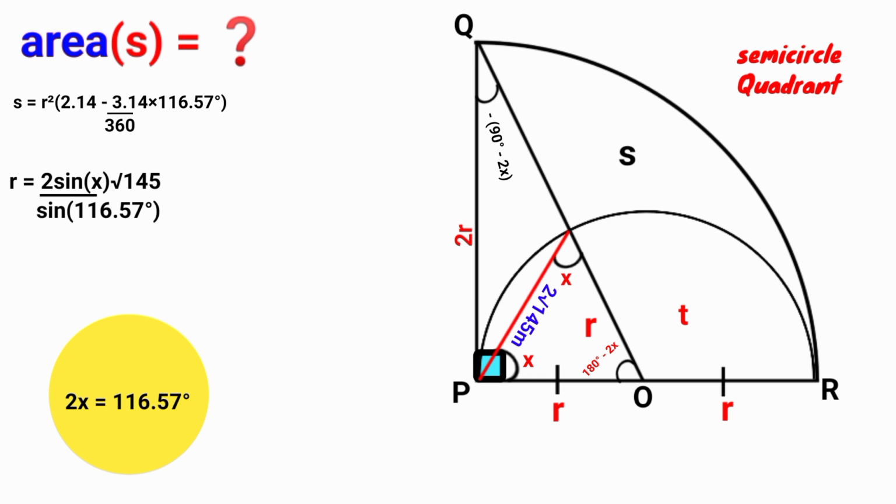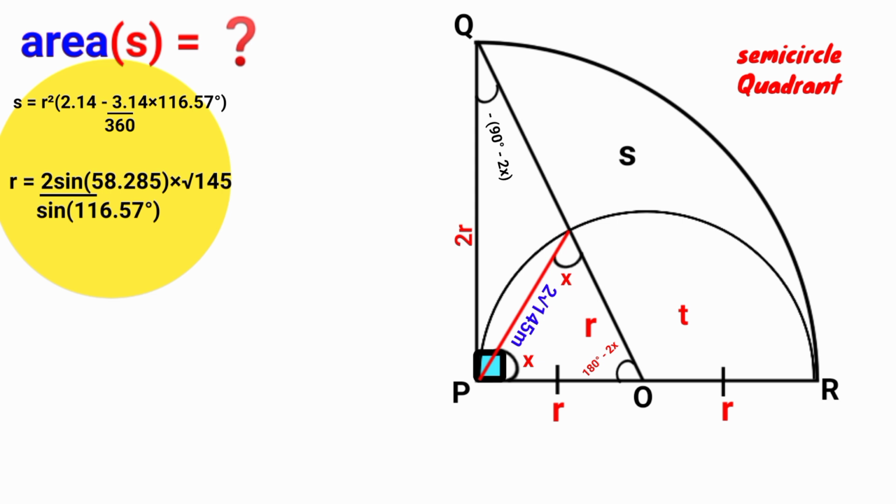Come back here, 2x equal to 116.57 degrees. Divide both sides by 2. Here 2 cancels 2, while here 116.57 degrees divided by 2 is 58.285. Substitute it here. Now R equal to 2 sine 58.285 multiplied by root 145 all over sine 116.57 degrees, which if you press your calculator is 22.91.